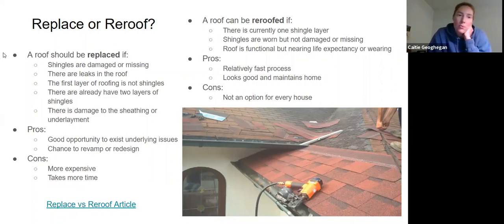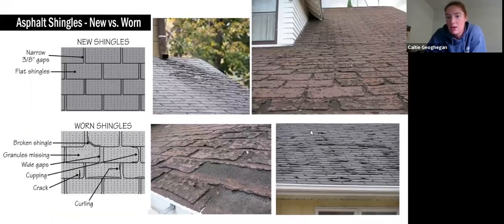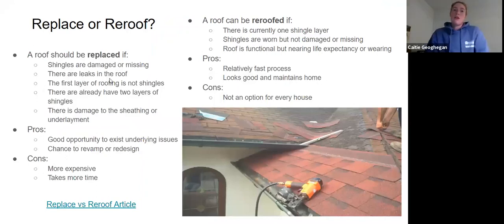So when you're trying to decide which one of those you need to do, or if you're having estimates by people coming out and they're telling you different things, this is some stuff to consider. So your roof should be replaced, meaning we take off all the shingles and redo it, if we have a ton of damaged or missing shingles. So like this last picture, if I'm down here and it's like the whole side of my house is messed up, I'm probably going to replace all these shingles. Or if we're having leaks in the roof.